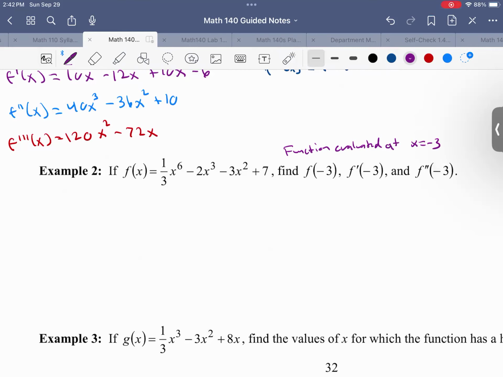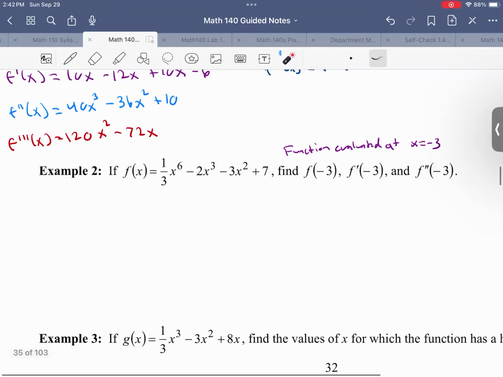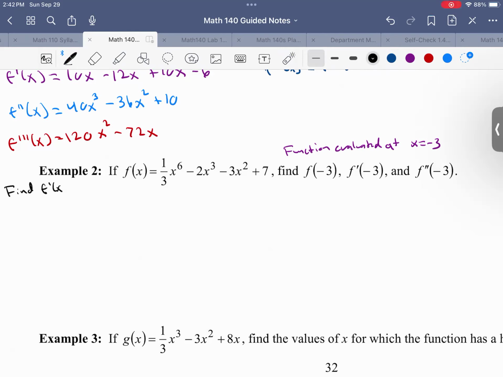So we want to find this function evaluated at -3 for our original, our first derivative, and our second derivative. So what I want you to do in this first part is first find your first derivative and your second derivative. Okay, so give it a shot, see if you can do that.